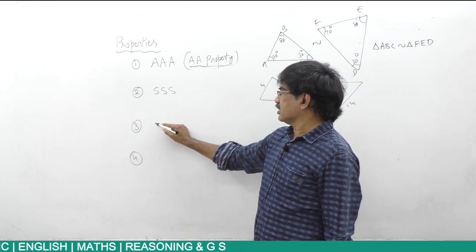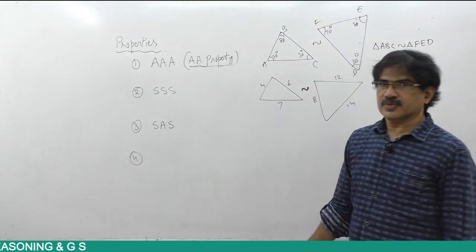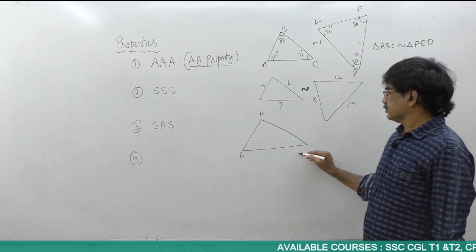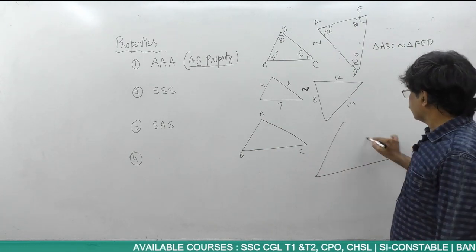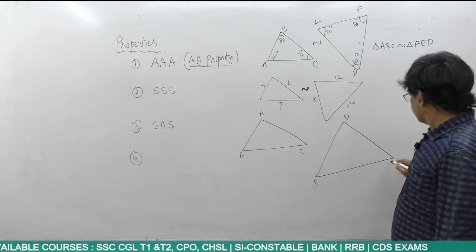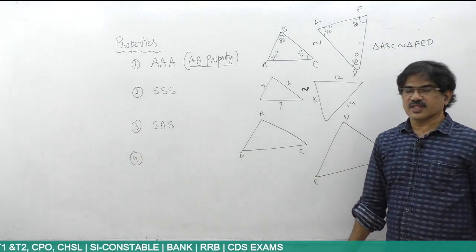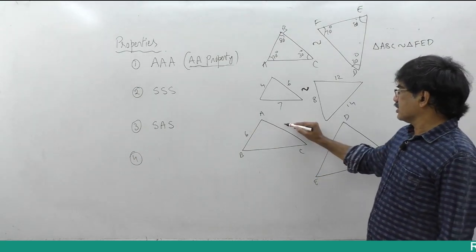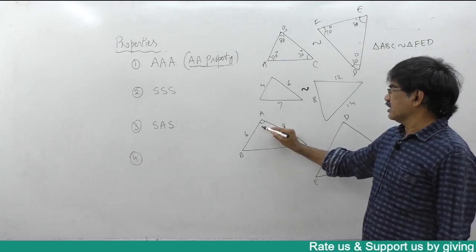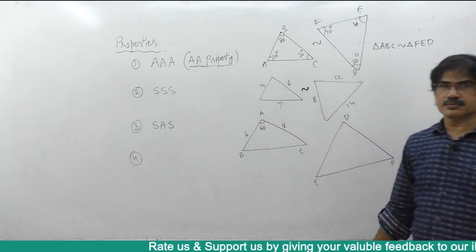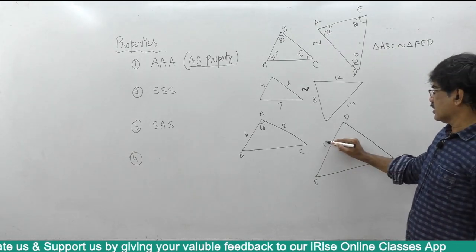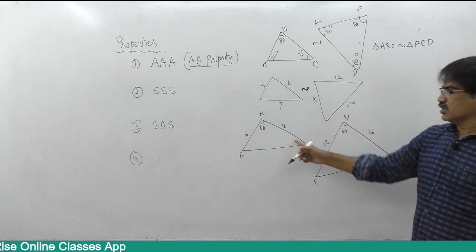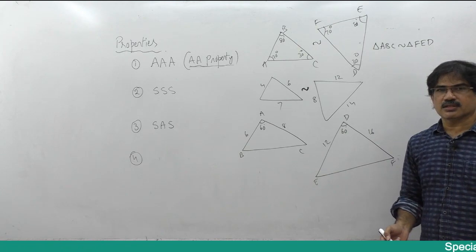The third one is nothing but the SAS property. This is a triangle ABC. This is one more triangle DEF. Here this side is some 6 centimeters and this is some 8 centimeters. Let this angle be 60 degrees. This is 12 centimeters, this is 16 centimeters. Let this angle again be 60 degrees. We say that these two triangles are similar triangles.